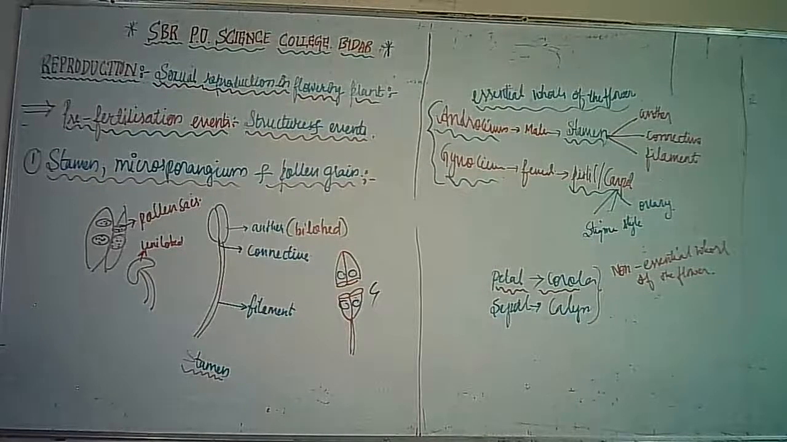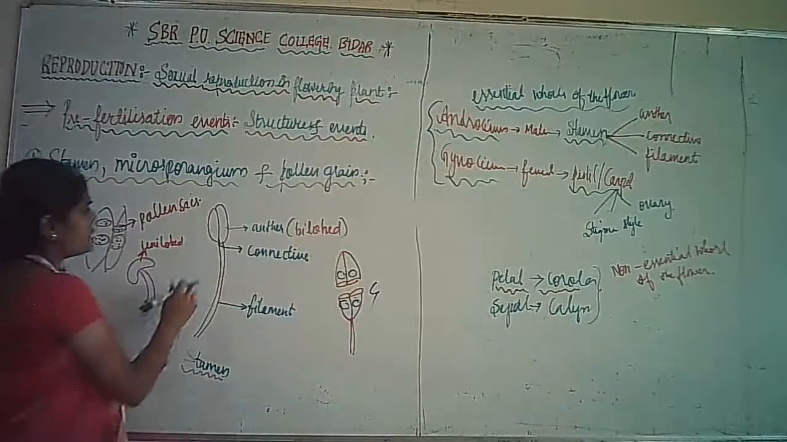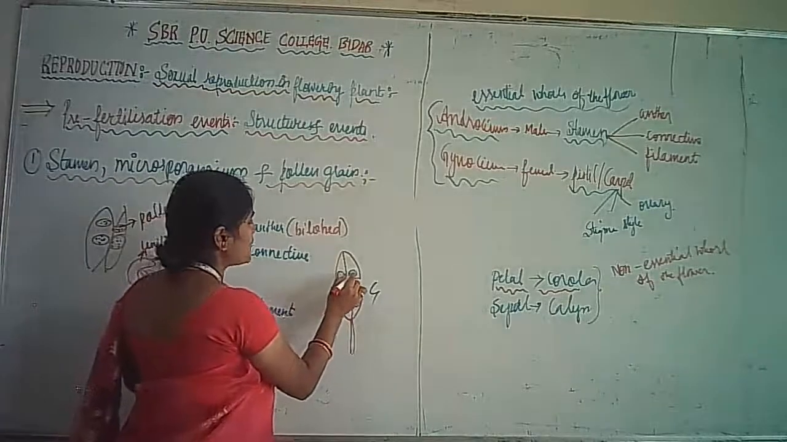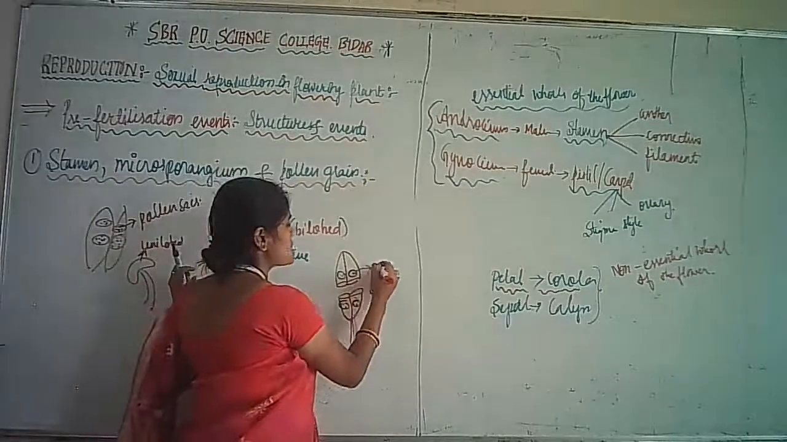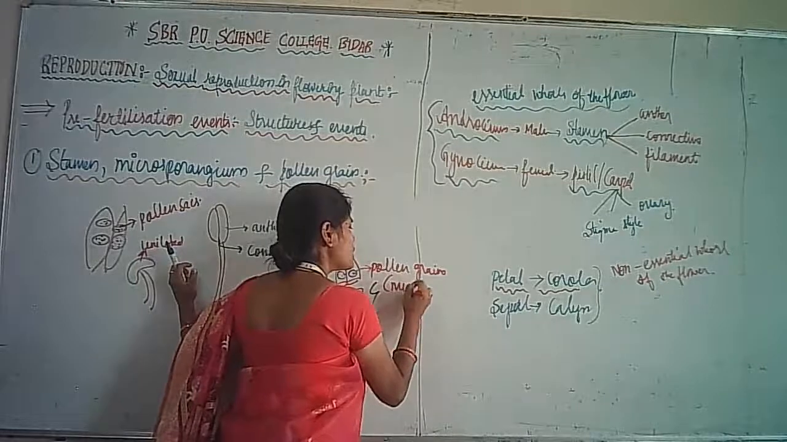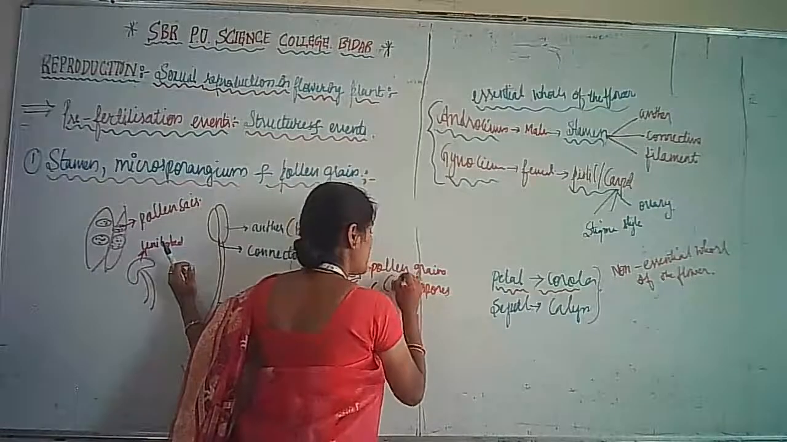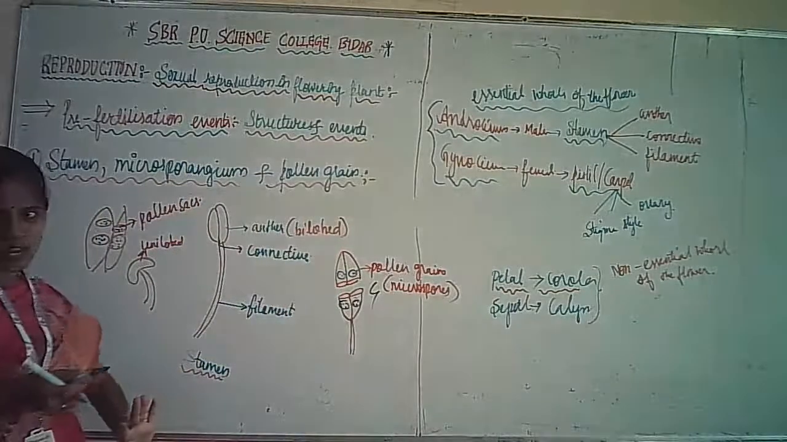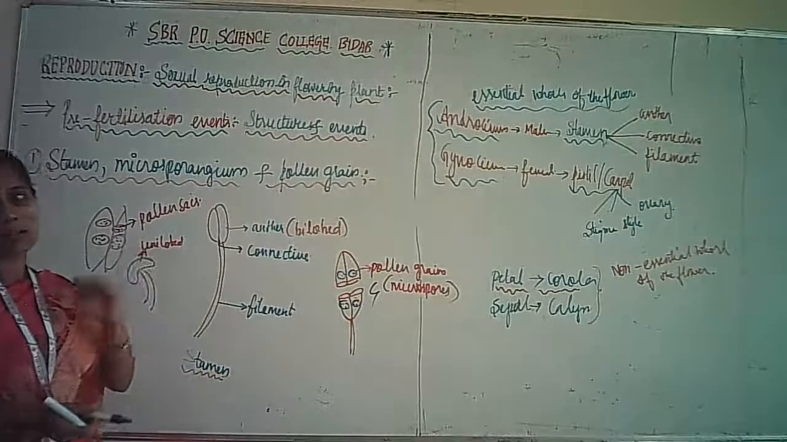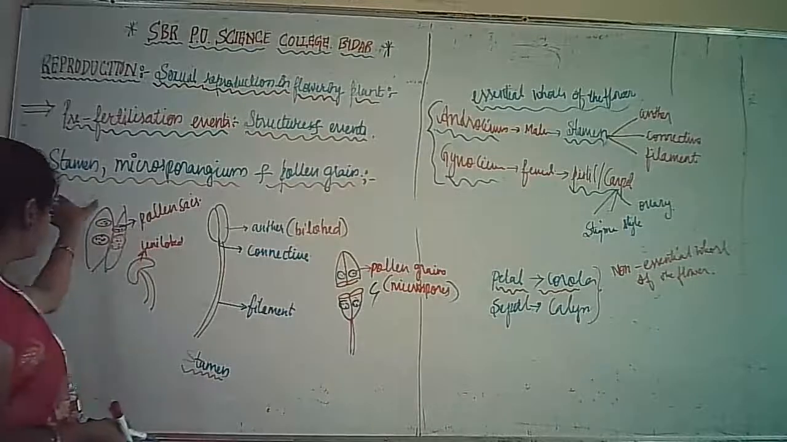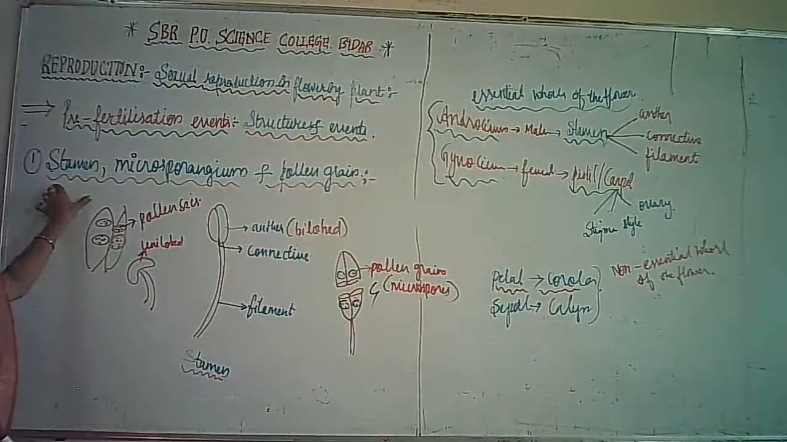Each pollen sac consists of numerous pollen grains. I have told you, in the pollen sacs, a number of pollen grains are produced. What are the pollen grains? Pollen grains are also said to be microspores. There will always be confusion about macrosporangium, microsporangium, microspores, megaspores. You should be very clear about that. Here, stamen means microspores, pollen grains.